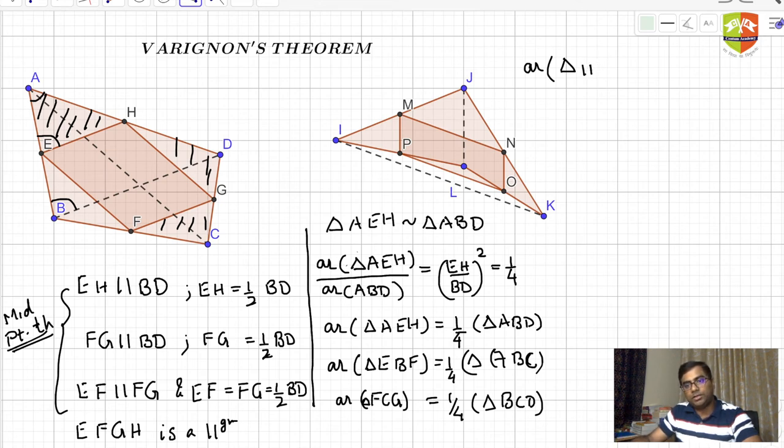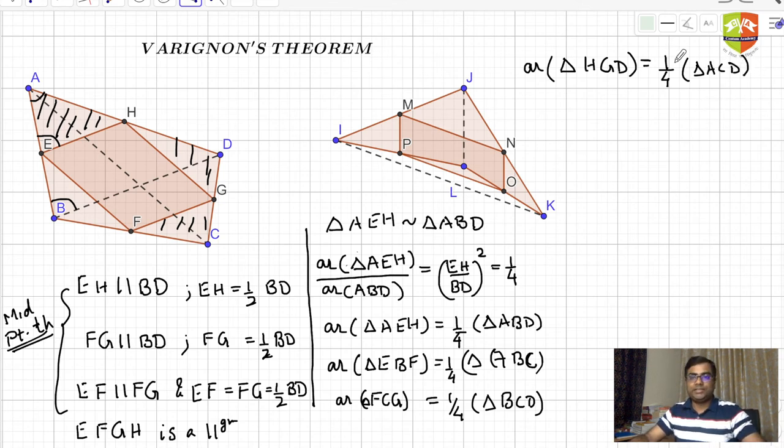We'll have to write anti-clockwise, positive if you're taking HGD. HGD is equal to 1 by 4 of triangle ACD, right? Triangle ACD. I hope this is clear. These are all areas, so if I have missed writing the area, don't worry. Okay, so is that fine? So these are the four relationships I will get.